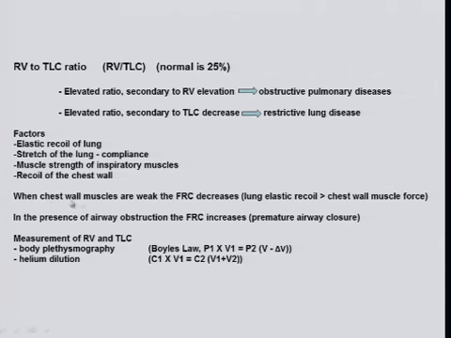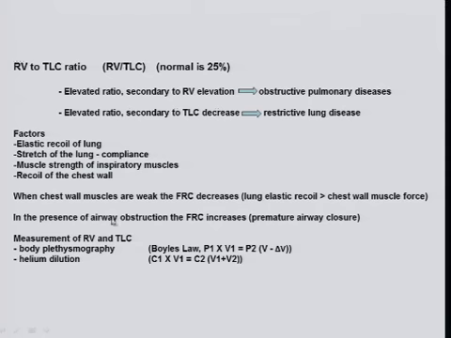So examples are when the chest wall muscles are weak, the FRC decreases. In other words, lung elastic recoil becomes greater than chest wall muscle recoil. And that'll make more sense in a little bit when we talk about some other factors here. But both of those have separate but yet related functions. Lung elastic recoil, remember, is the elasticity of the alveoli and the lung itself, as well as the chest wall due to its expansion and ability to recoil.